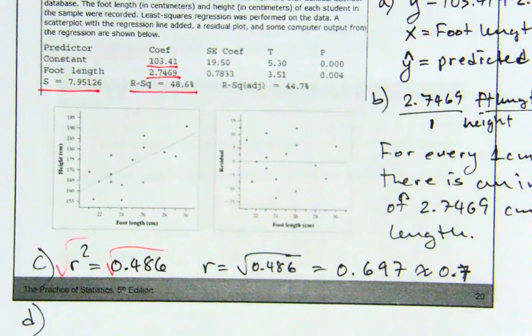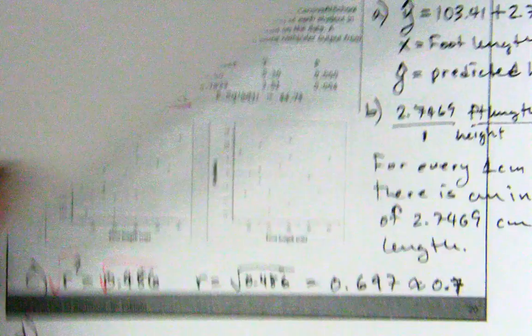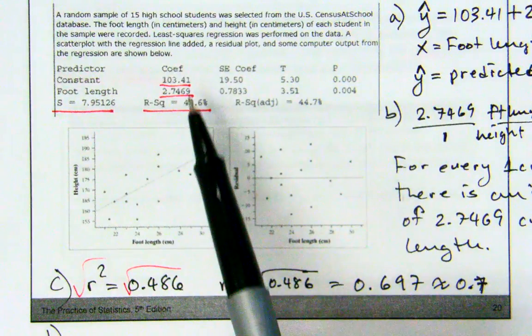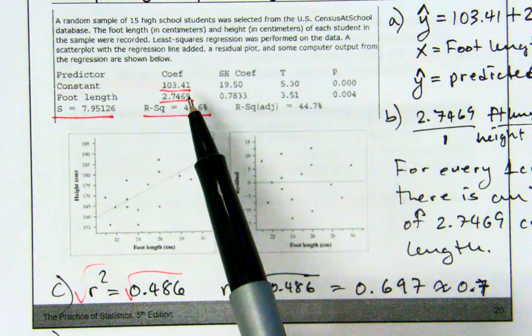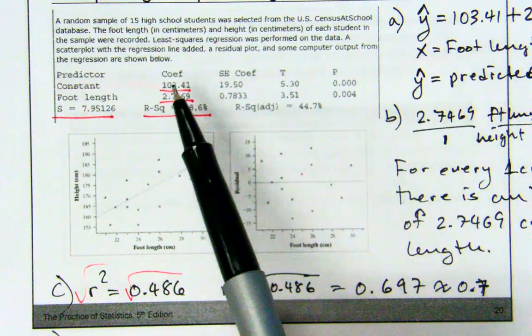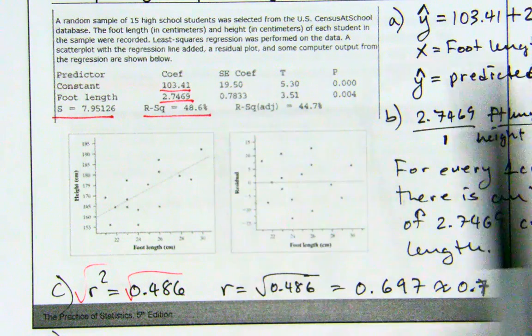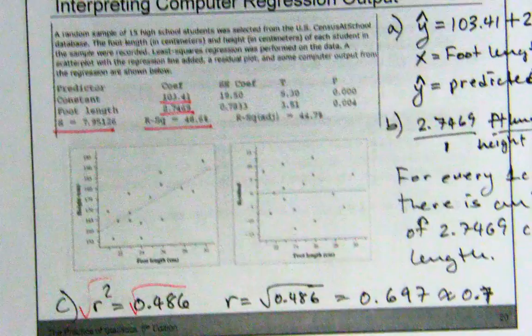Okay, so we should get, ideally, if the problems match up, and they do match up, the same equation that we got in part A when we set it up from the coefficients for the constant and the foot length. We should get the same equation because it's the same data. We're just kind of working the other way around.